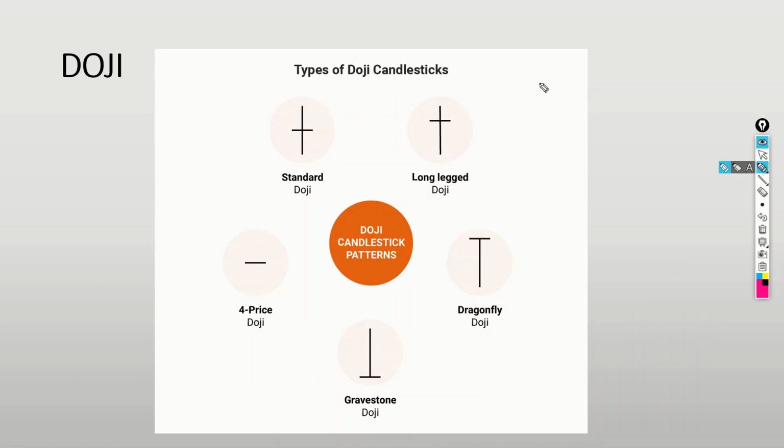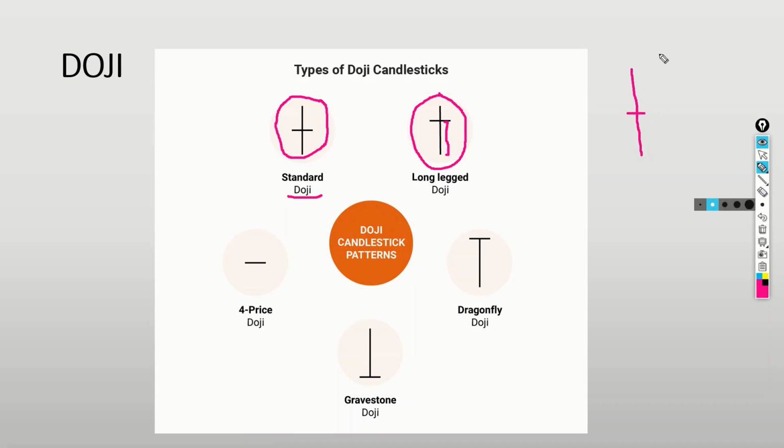So these are the clear types of the dojis. We have what we call the standard doji. It looks like this, just like a plus sign. Then we have a long leg doji. A long leg doji has a long lower wick and a long upper wick. This is a long leg doji. Okay, long upper wick and long lower wick.